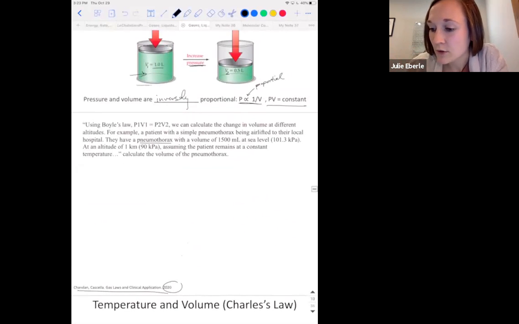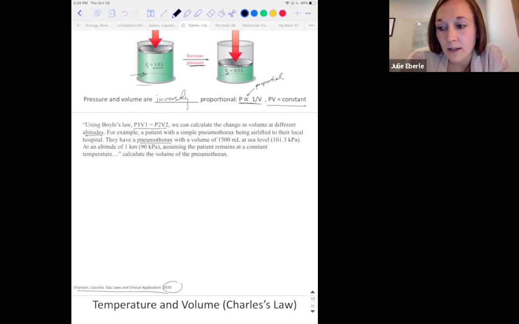It says, using Boyle's law, P1V1 equals P2V2, we can calculate the change in volume at different altitudes. Okay, so why would that affect anything? Think about what a change in altitude does. We know that pressure on us at sea level is 1 atm. Okay, 1 atmosphere of pressure at sea level. But if you are at the top of Mount Everest, you don't have as much atmosphere pushing down on you. So at higher elevations, atmospheric pressure drops.